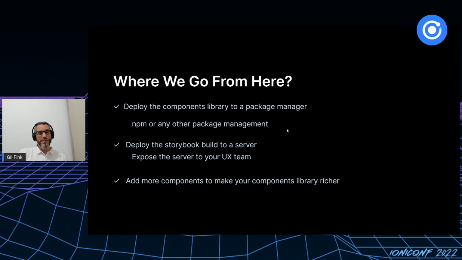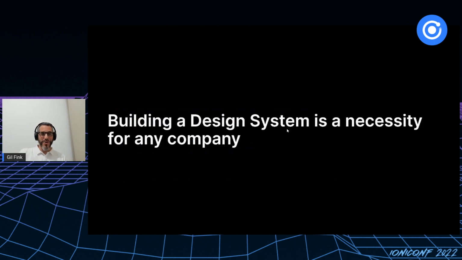Again, you can expose the Storybook build as a server and give links to your UX team to look at the content, and then you will be able to talk and share your thoughts about how things should look. And when you have the atomic design idea, you will be able to talk with them in their language. And of course, you can add more components to your component library. I'm not expecting that you will have only a button in your component library, or a Dino button.